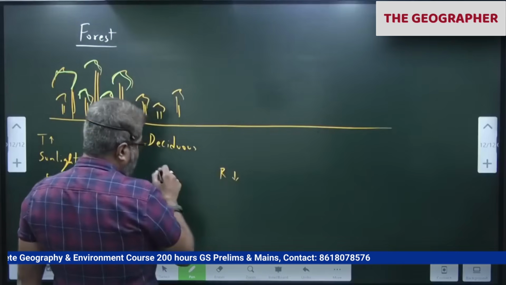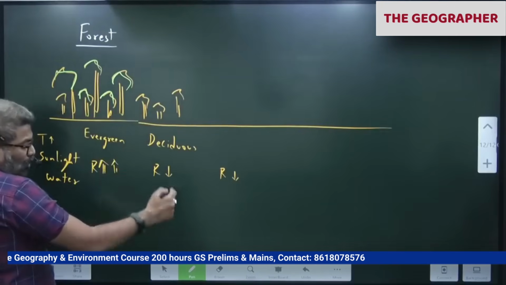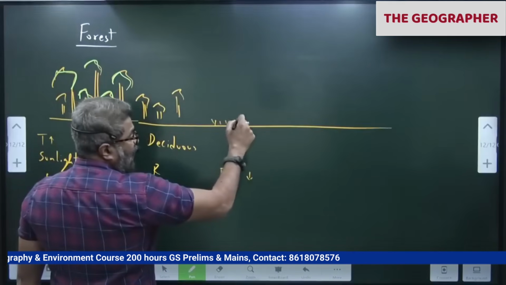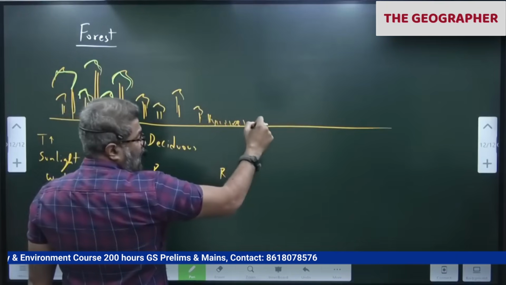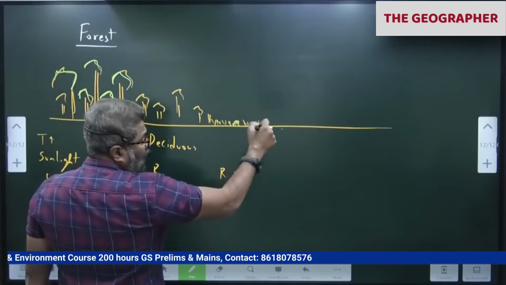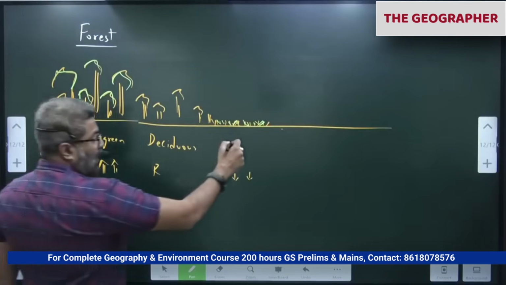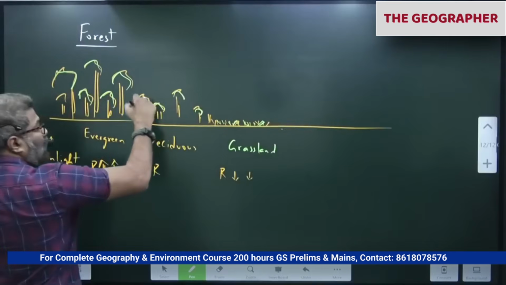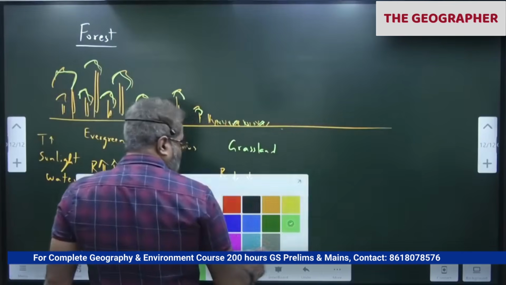As you go further, the rainfall decreases. Here very high rainfall, here moderate rainfall, here rainfall is decreasing. What happens here? Now the grasses will grow here. Trees become shrubs. Shrubs, grasses, herbs will grow here. The vegetation changes. Why? Because water availability is less, soil moisture is less. So this becomes grassland. Further, as you come this side, rainfall is very, very low.